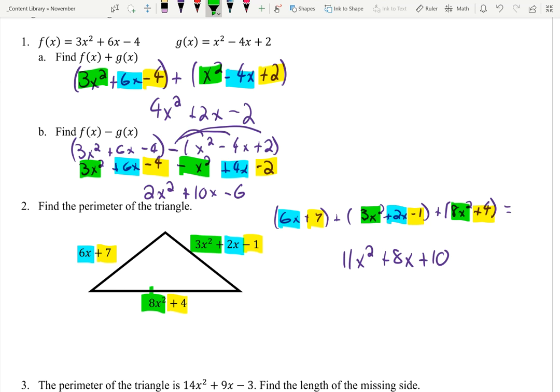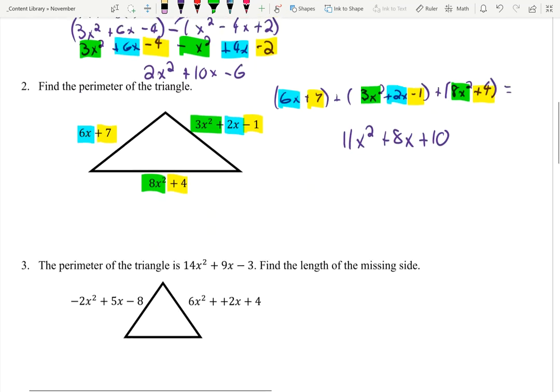You'll notice that the x squareds combined, that'll be the 8 plus 3 to make 11. The 6x, 2x will add together, that'll make 8x. And the 7, the 4, and the minus 1 will all join together and make 10. So as long as you add up the common like terms, you should be fine.